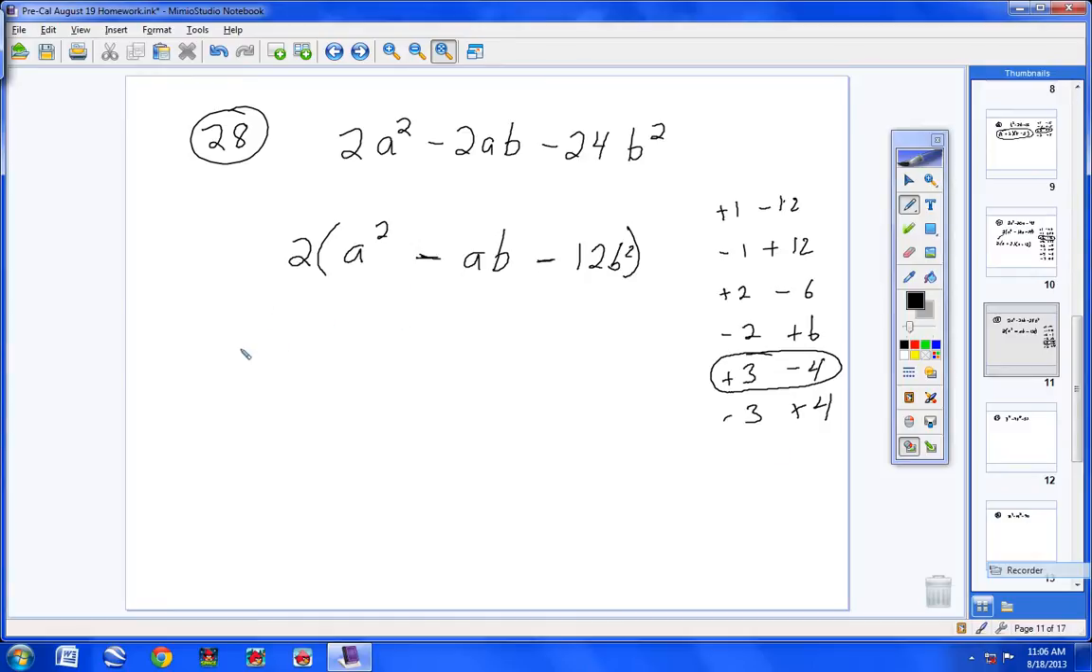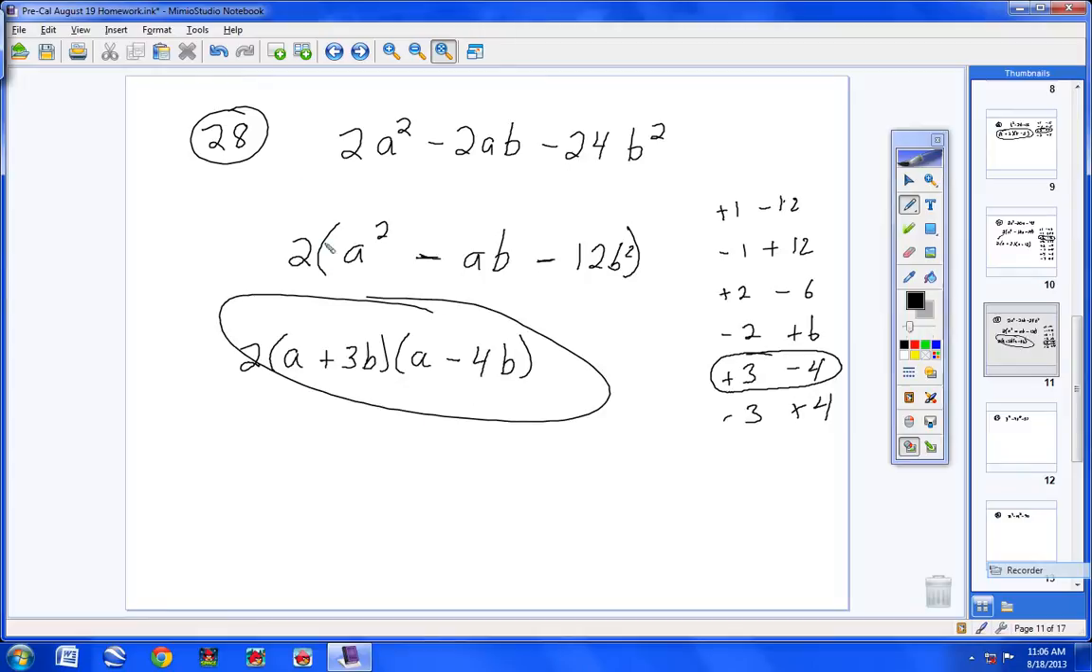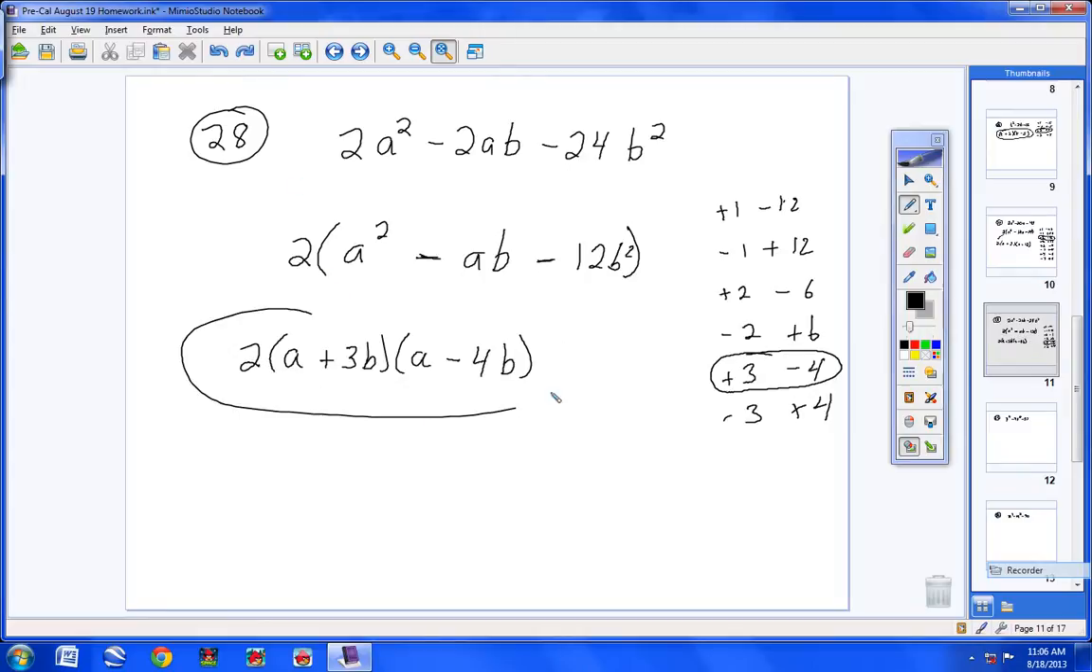So I'm going to bring down my 2 right here. Bring down your 2, and then put your 2 sets of parentheses. Now, because I have an A squared right here, I'm going to put an A and an A. And then because I have 12B squared, I know I've got to put a B and a B. And then for the 12, I'm going to put a positive 3, because of this group right here that I circled, and a negative 4. There we go. We are factoring very well.